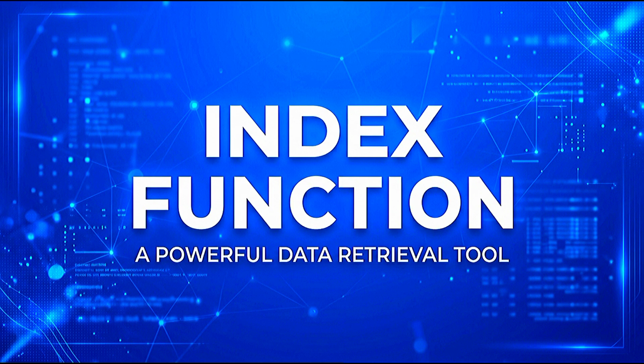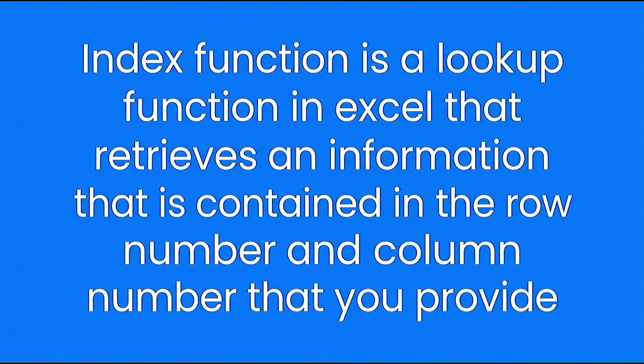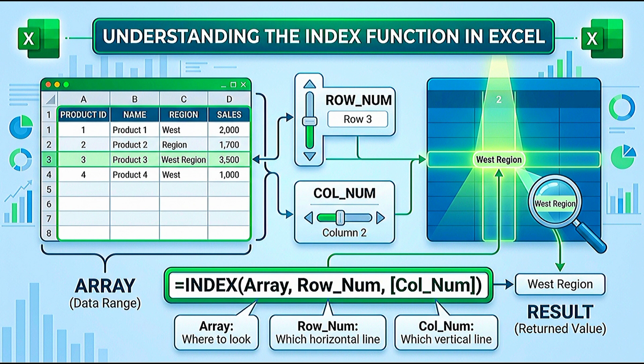The next function is going to be the INDEX function. So what does the INDEX function do? The INDEX function is a lookup function in Excel that helps us to retrieve the information we want based on the row number and the column number we provide. So in using the INDEX function, you have to know the row number and then you have to know the column number. Having these two helps you to retrieve the information you want in the Excel sheet. So that is how to use the INDEX function in Excel.